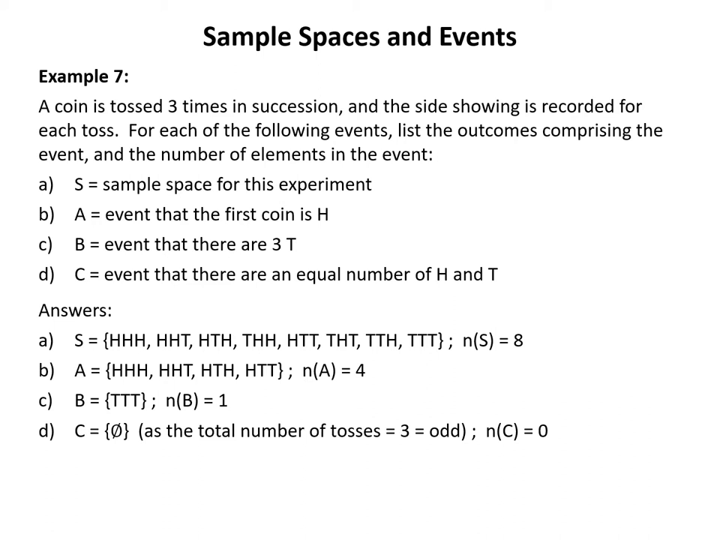Now, in part C, we're looking at the set B, which is the event that there are 3 tails.